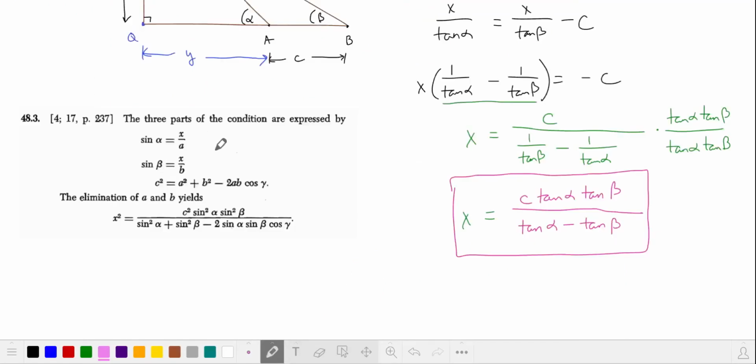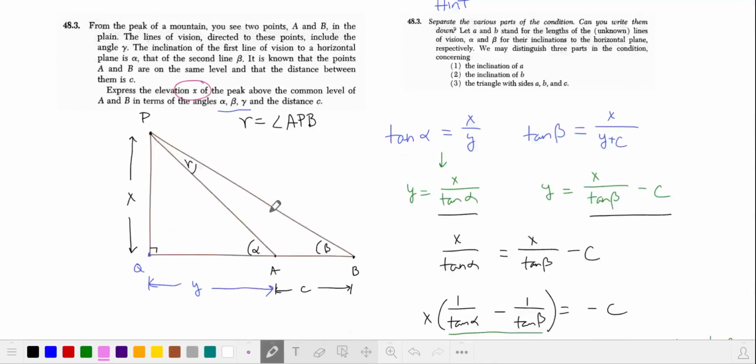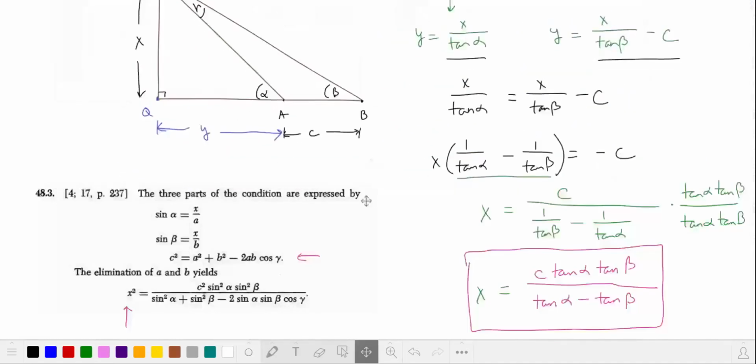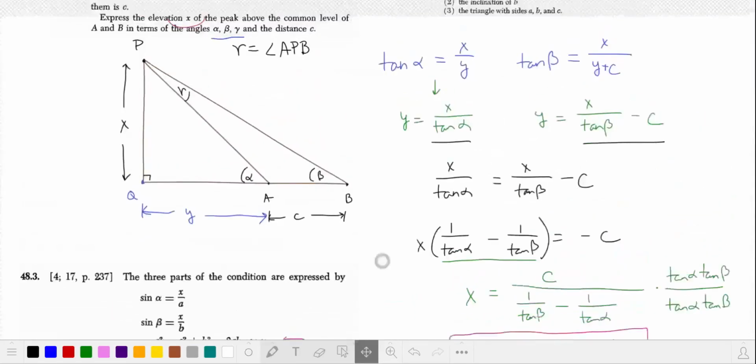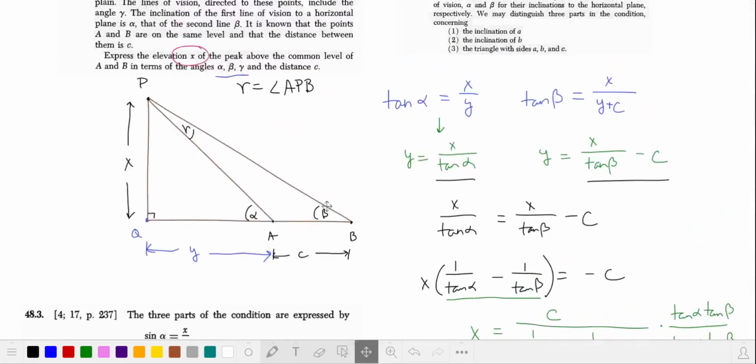So here they use sine and the law of cosines, and they give us an expression for x squared. So let me check the problem statement. We're supposed to express the elevation x, not x squared. And anyway, this fraction seems a lot more complicated than mine. The problem statement did say to express it in terms of alpha, beta, and gamma.